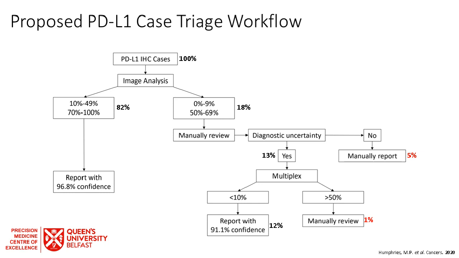Now, when we got close to the clinical thresholds, we did need a manual review of the digital image analysis, and if there was still some diagnostic uncertainty, we multiplexed those, and multiplexing, again, was able to recapitulate the pathologist score extremely well. So our proposal is from 100% of these slides going into this particular workflow, the pathologist would really only need to manually review the digital image analysis in about 5% and about 1% of the multiplexes.